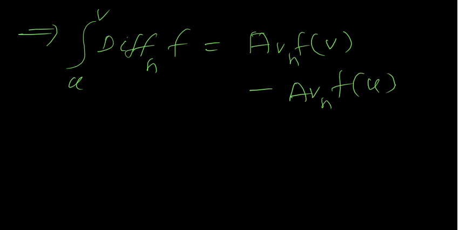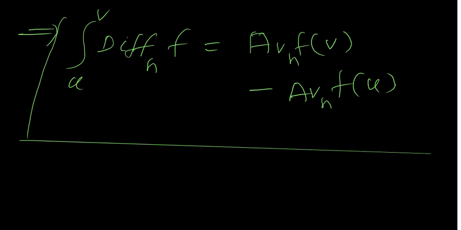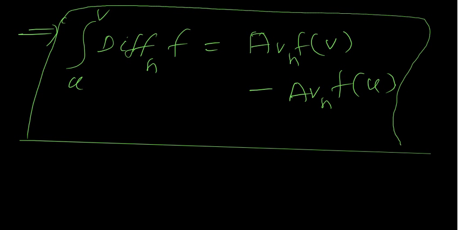Okay, this formula we will use in our coming results. So remember this formula: the integral of the divided difference from u to v is equal to the average value of f at v minus the average value of f at u. So this is a very important formula because we are using it in our results. Okay, this formula is very important.